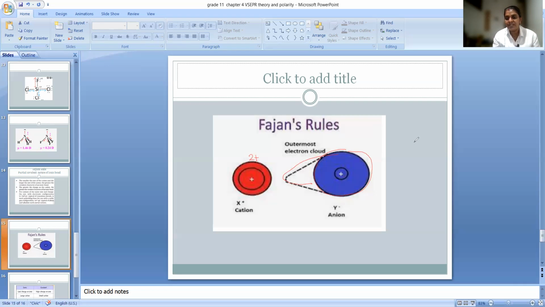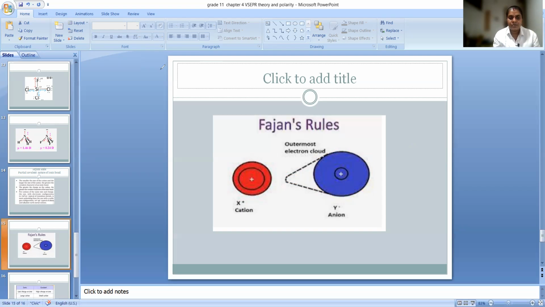In a covalent bond, what is happening? It is an attraction between a shared pair of electrons and a nucleus. So the electron density will be in between the two nuclei, right? So here also that is happening. When the electron cloud is distorted here, the electron density is coming in between these two nuclei. So it will get some covalent nature. Understand?